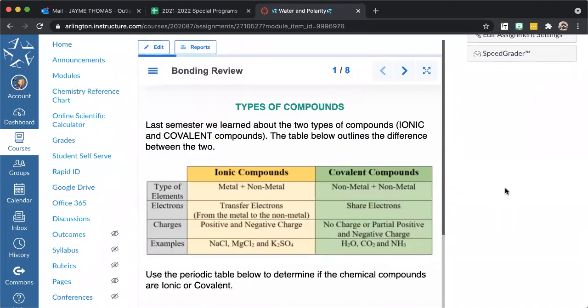So before we get started, I told you guys we're going to review some bonding, because whether something is ionic or covalent determines how it's going to dissolve when you try to dissolve it in water. This is from last semester, when we learned about the two types of compounds and how to do their names and formulas and all that.